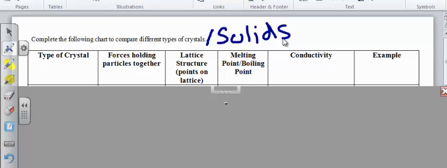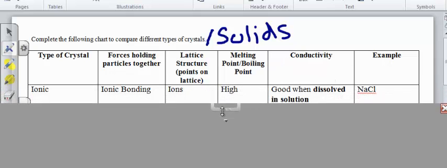And hopefully there should be the yellow concept map that we drew the other day that has the interparticle forces up on the board. That summarizes intra versus intermolecular forces, and that's going to dictate what type of crystal that we have. And we're going to write down 6 things. 1, the type of crystal, what force is holding it together, what the lattice structure is or the points on the lattice, whether or not it has a high or low boiling point, if it conducts electricity, and an example.